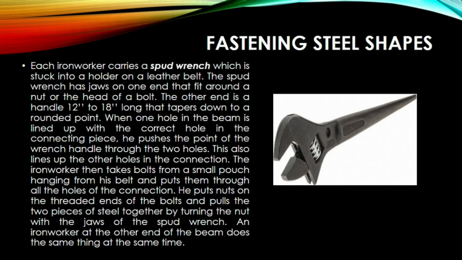The iron worker then takes bolts from a small pouch hanging from his belt and puts them through all the holes of the connections. He puts nuts on the threaded ends of the bolts and pulls the 2 pieces of steel together by turning the nut with the jaws of the spud wrench. An iron worker at the other end of the beam does the same thing at the same time.